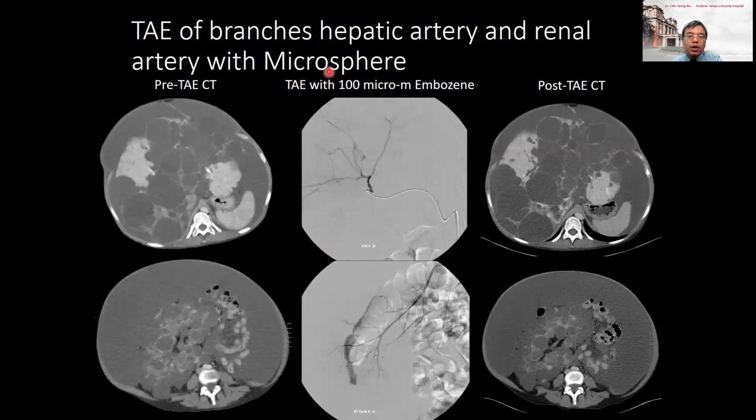And how about if we use microspheres as our embolization agent? This patient had polycystic liver and polycystic kidney disease combined with marked ascites. We did the embolization with 100 micrometer particles at the hepatic branch of the hepatic artery and the renal artery. As you can see, there is not much decrease in the size of the cysts after microsphere embolization, and the ascites is also very dominant. So the patient said that there is not much improvement of his abdominal distension.